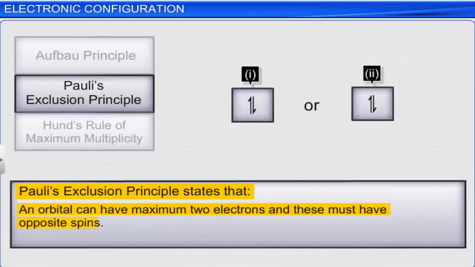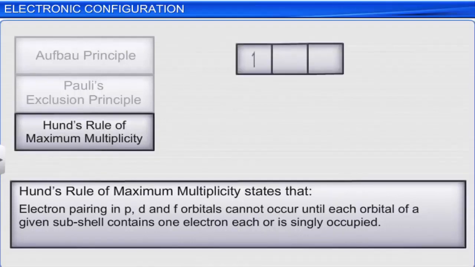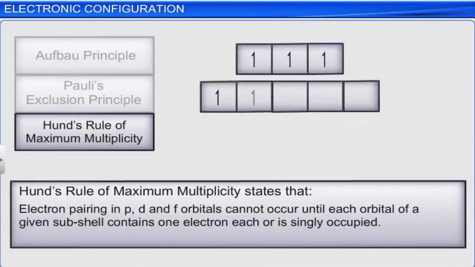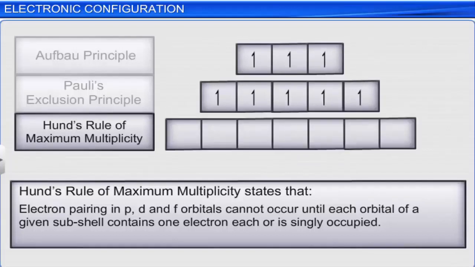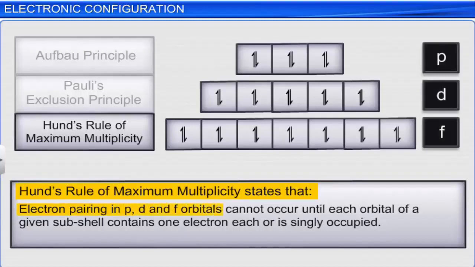And finally, the Hund's rule of maximum multiplicity that deals with filling of electrons into equal energy orbitals of the same subshell. It states that electron pairing in p, d, and f orbitals cannot occur until each orbital of a given subshell contains one electron each, or is singly occupied.